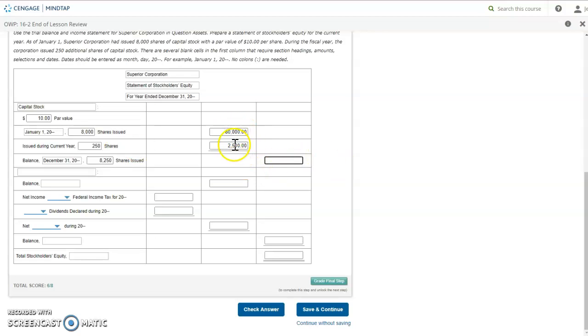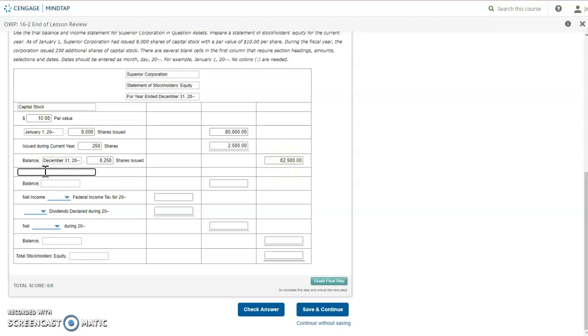I'm going to add these two numbers together to get our balance. So we should have 82,500. And we could double check our math here and make sure. We would just take our shares issued times that par value, and we should get that same number.